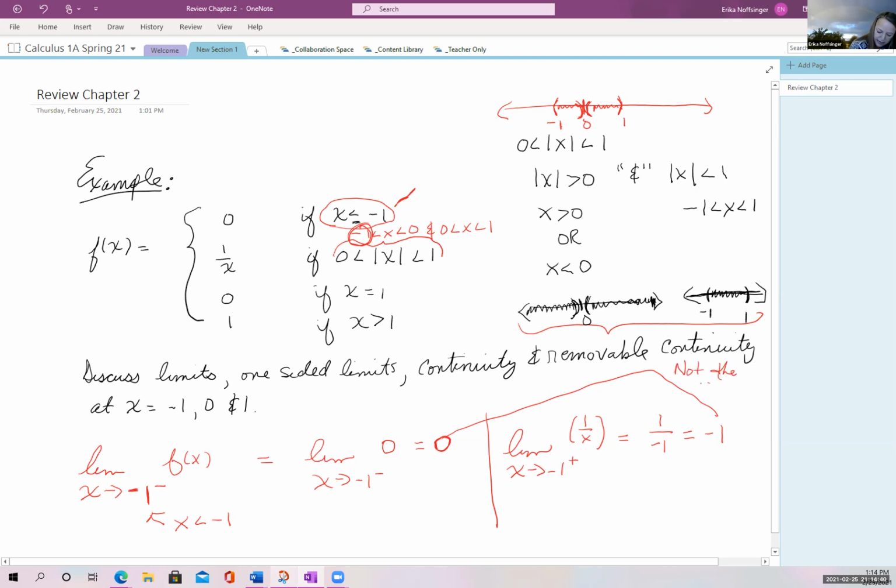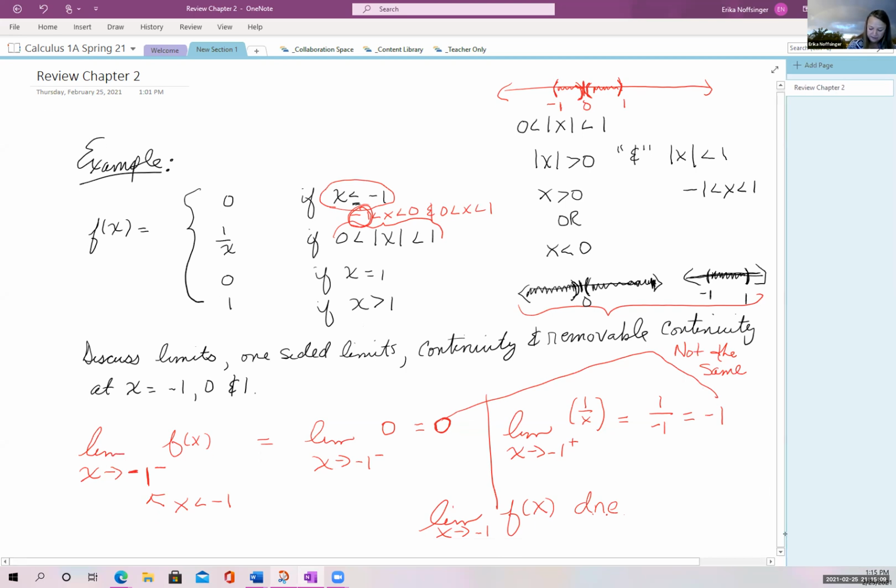So if the left and the right are not the same, then the limit as x approaches -1 of f of x does not exist. My y values are different, 0 and -1. To me, that tells me that we have a jump in our graph. If we have a jump in the graph, then the function is not going to be continuous there. So the function is not continuous at x equals -1.